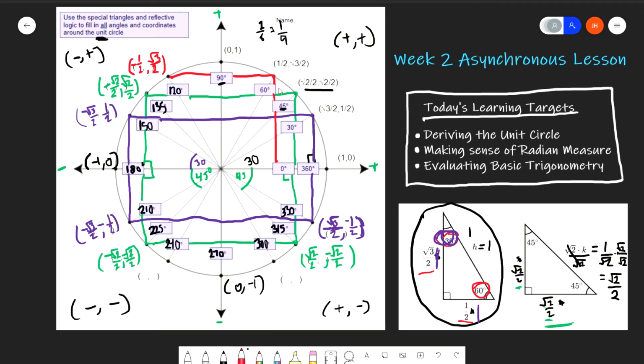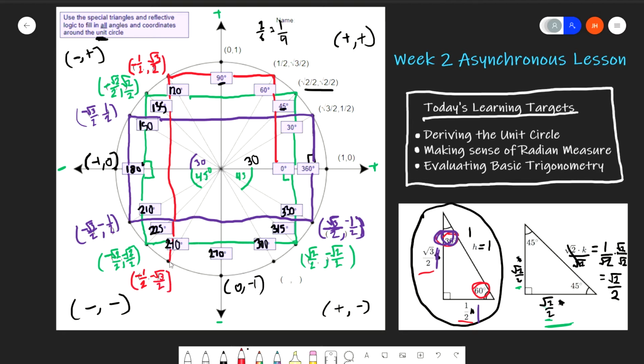All right, so continuing on with our 60-degree angles. If I go down from here, I can find that 240 is actually 60 degrees more than 180, right? See that? So 240 here would be the negative version of that coordinate pair. So negative 1/2, negative root 3 over 2.